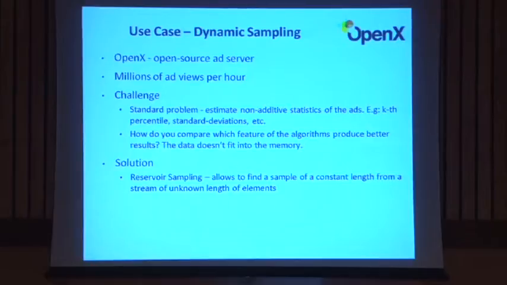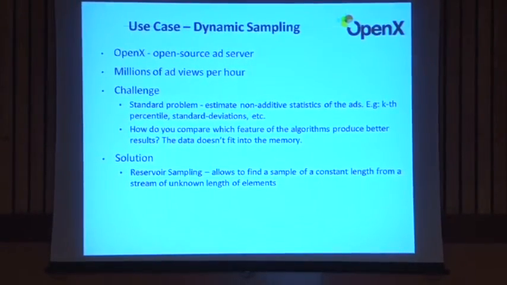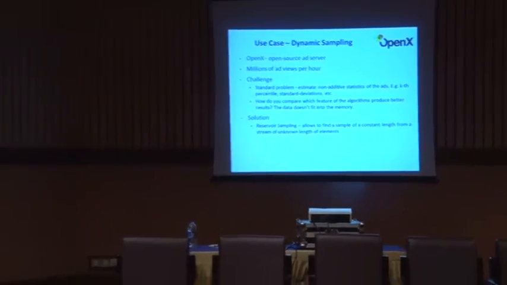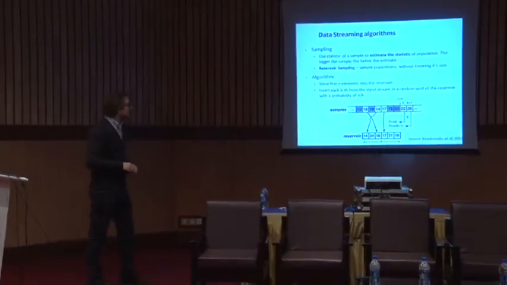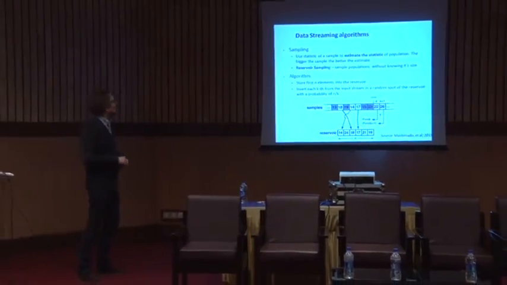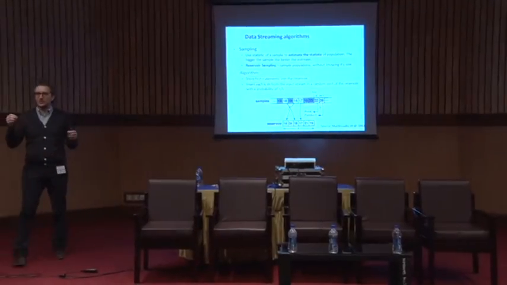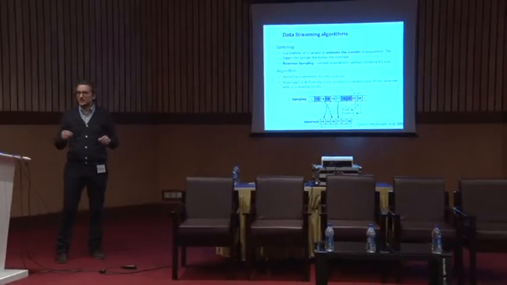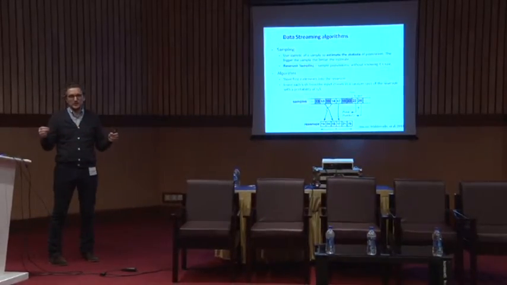Well, the solution to this problem is an algorithm called Reservoir Sampling, which allows you to find a sample of the desired length from a stream of data of unknown length. Let's have a look at this algorithm. It's actually very, very simple, so don't be scared of the math. So let's say that we want to create a sample of size n, where n is 1,000. In the first step, we simply put the first 1,000 elements into our sample.